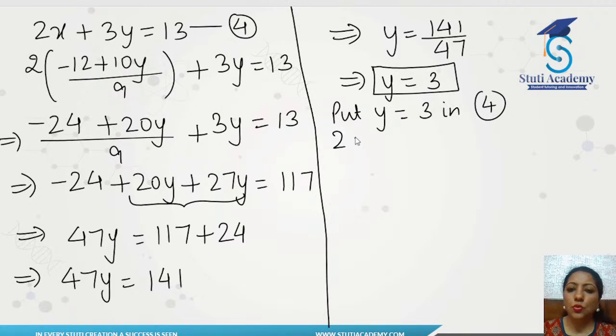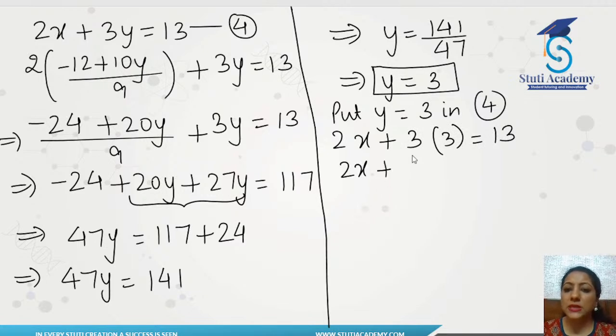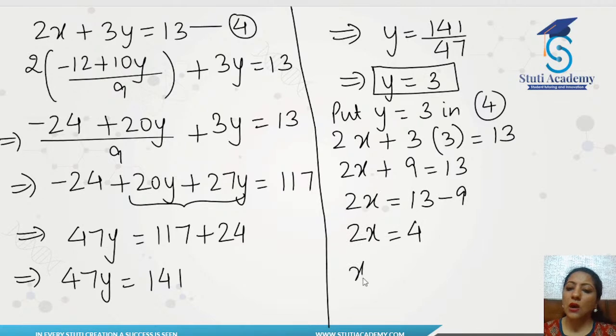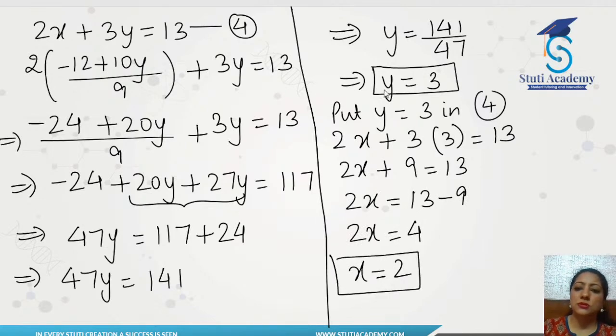So we will get 2x plus 3 times of 3 is equal to 13. That is 2x plus 9. This 3 times of 3 is 9. 9 will take on the other side. It will get subtracted. So we will get 2x equal to 13 minus 9. Finally, 2x is 4. So now x is 2. So we have the required solutions here. x is equal to 2 and y equal to 3.